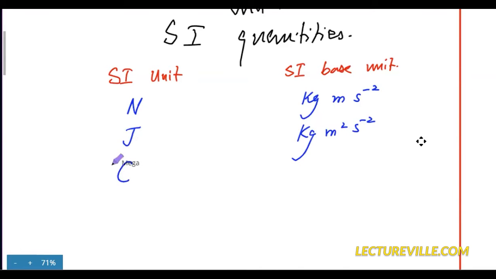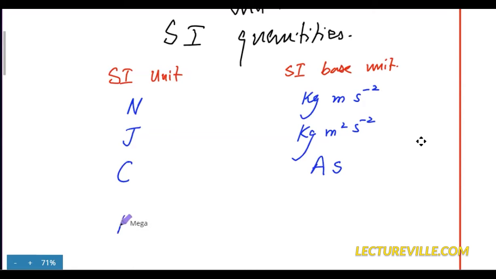C stands for coulomb, and coulomb is A s, ampere second. So these are must remember units. If you remember more, it is good.